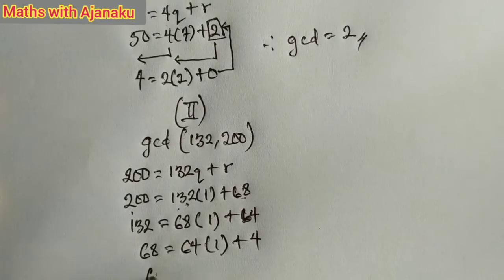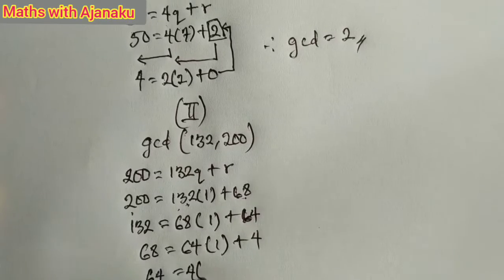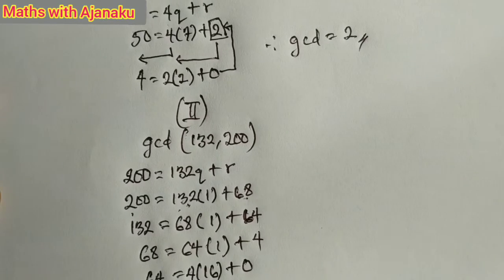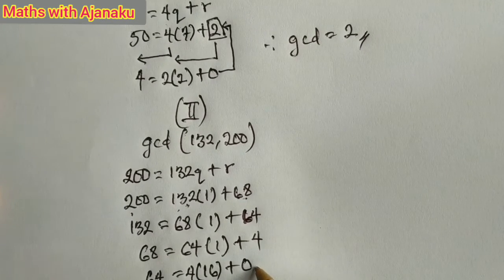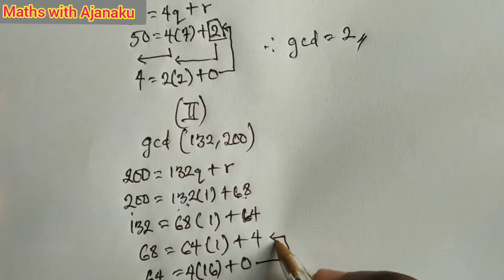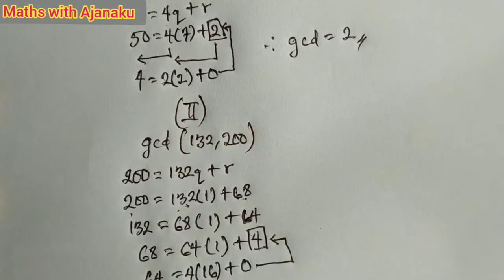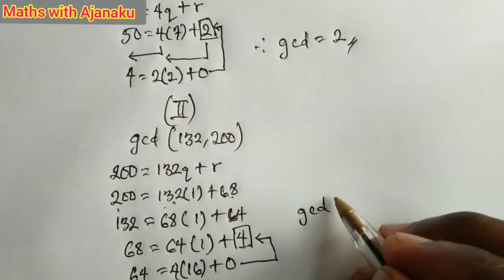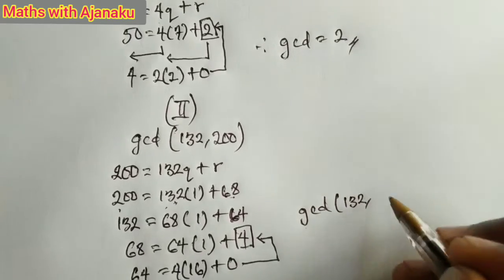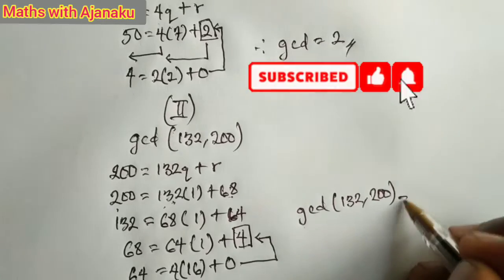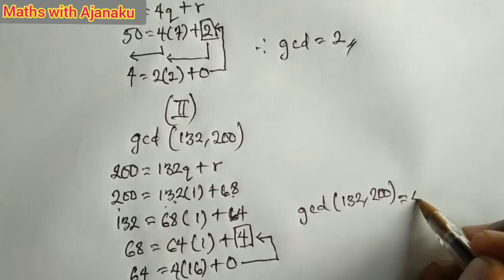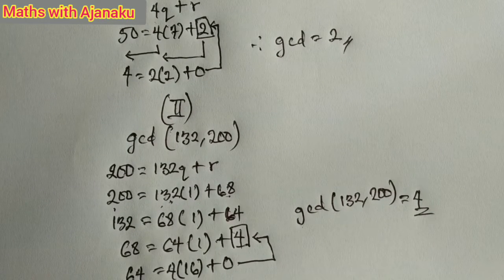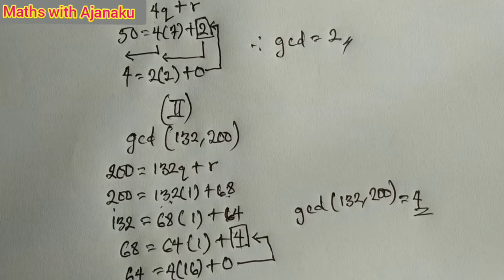Then 64 now will be equal to 4 times 16 plus 0. Now on getting to 0, which tells the remainder 0, we take a step back to the previous remainder we got, which is 4. And now the GCD of 132 and 200 will be equal to 4. I hope that is very clear. The beauty of this algorithm is that it makes it very easy to compute the GCD of large numbers.